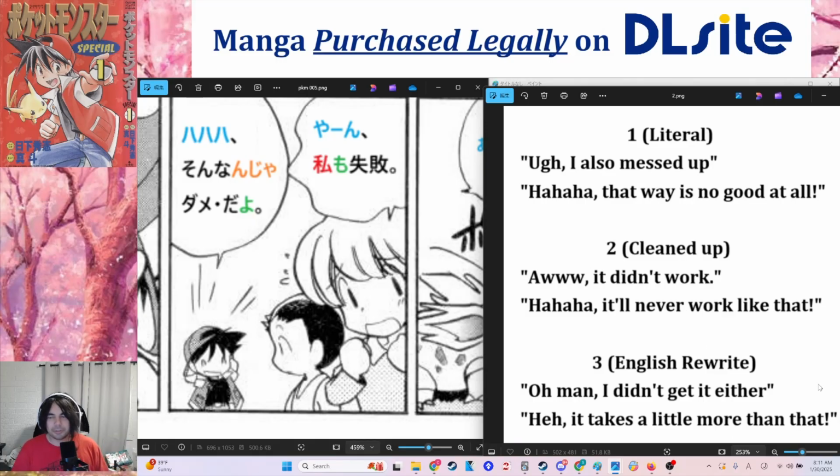And then, of course, for our English rewrite, she says, "Oh, man." I think man and yan, because they sound so similar to each other, I really like translating yan as man or oh man. And then "I didn't get it either." She's being much more specific about the thing that she messed up or the mistake that she made. She also didn't capture the Pokemon. It's a little more literal because she's pointing out the fact that she did not get the monster, and that's the thing that we're trying to do, and that everybody has messed up so far.